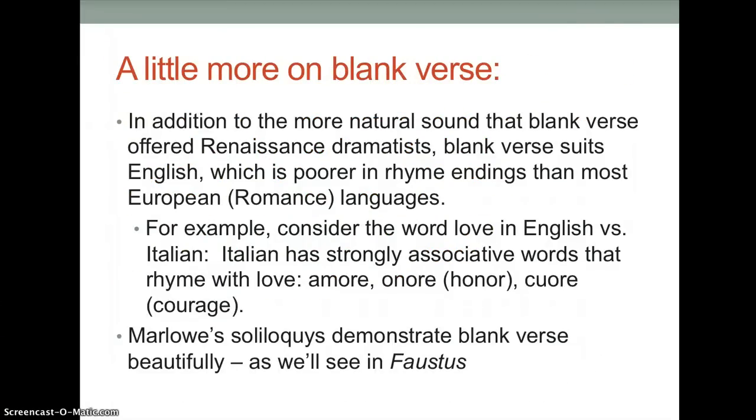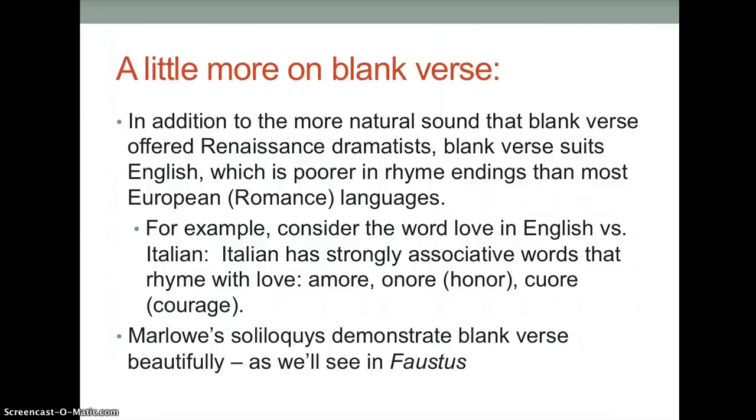One more point I'd like to make about blank verse, in addition to it allowing for much more natural speech and therefore really elegant soliloquies in Marlowe and Shakespeare and Milton, it's also just more natural for English, which is very poor in rhyme endings. And blank verse doesn't have to have end rhymes or even rhymes in the same way that other forms of verse do. So if you want to think of this in a concrete way, think about the word love and think of what words rhyme with it in English.